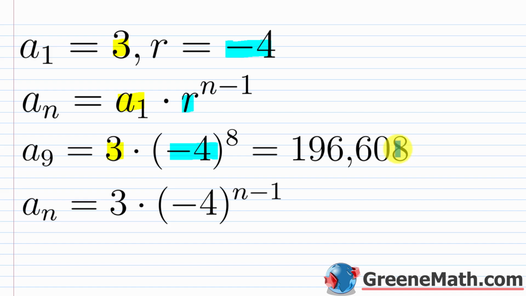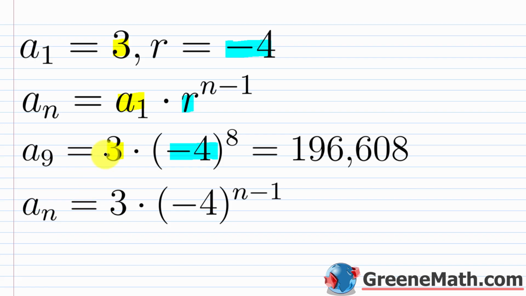Again, for the explicit formula, plug in a 3 for a sub 1, plug in a negative 4 for r, and then basically you would have a sub n is equal to 3 times this negative 4, make sure to wrap it in parentheses, raised to the power of n minus 1. So this formula, again, if you had a lot of things that you wanted to calculate, you would do this one first. If it's just one, then you could do it after.